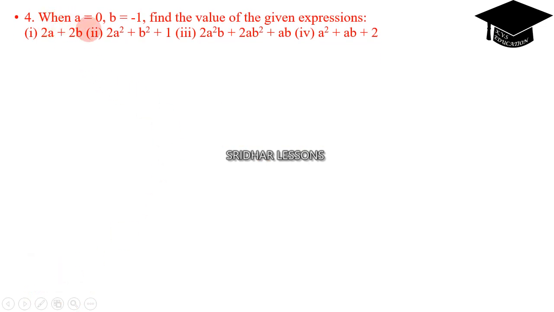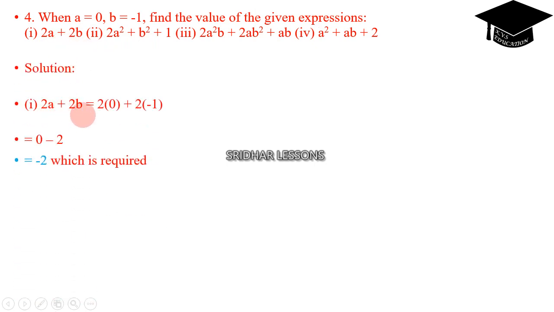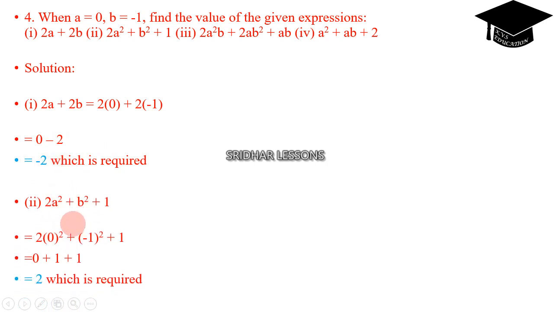Question number 4. When a is equal to 0 and b is equal to minus 1, find the value of the given expressions. First one is 2a plus 2b. So we have to put a is equal to 0 and b is equal to minus 1. 2 into 0 plus 2 into minus 1, that is 0 minus 2. This is equal to minus 2. Second one, 2a square plus b square plus 1, that is 2 into 0 square plus b means minus 1 whole square plus 1, that is 0 into 2 is 0 plus 1 plus 1. This is equal to 2.